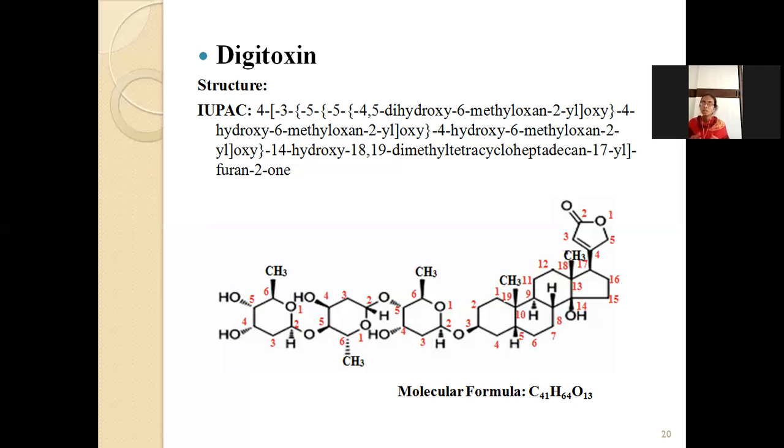If you compare the structure of digoxin and digitoxin, the structure is almost the same. The difference is that for digoxin, in the 12th position one hydroxy group is also attached, but in digitoxin only the 14th position has hydroxy and the 12th position is absent. That is the only difference between the structures. The remaining structure and IUPAC name are the same.